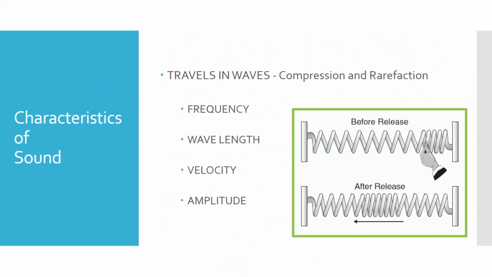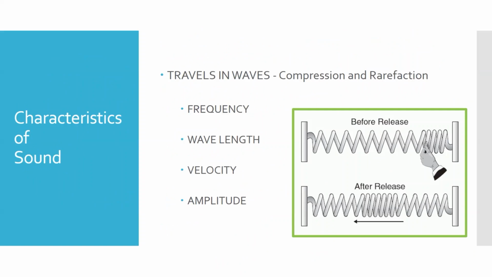Before we get into how the testing works, we have to understand how sound works. The biggest characteristic of sound is that it travels in waves, and we get something called compression and rarefaction. What's shown here with this spring is an area of compression to the right of the hand and an area of rarefaction to the left.